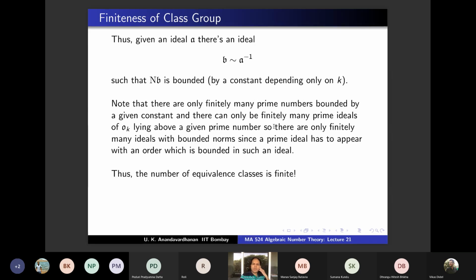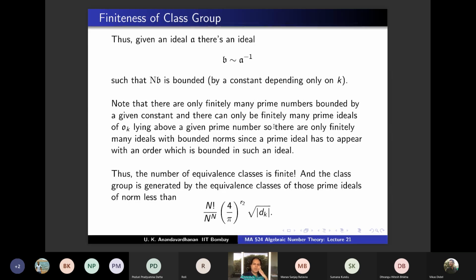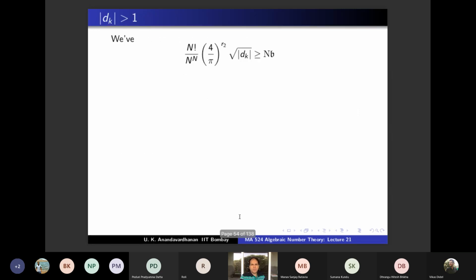So the number of equivalence classes is finite, and the class group is generated by the equivalence classes of those prime ideals of norm less than the bound. So you are getting a precise bound, and this can be used in order to compute class numbers in some cases. For example, one important example Pradyumna did in the last class using this, where he showed that the class number is actually 1, using this and some more things, of course. Okay, so finiteness of the class group follows.